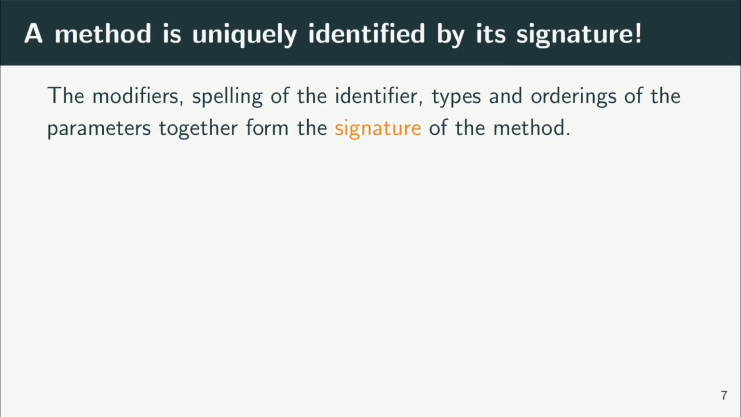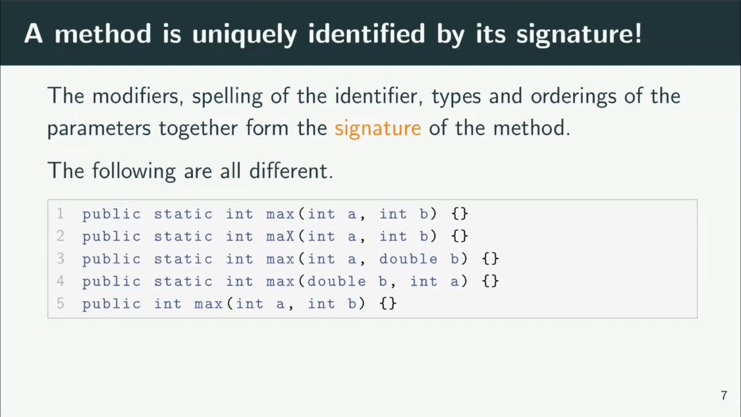A method is uniquely identified by its signature. Its signature is the name for the combination of all modifiers, the spelling of the identifier, the types and ordering of the parameters, as well as the return value. Here are 5 methods that are all different. They all have different signatures. Let's look at why they are different.